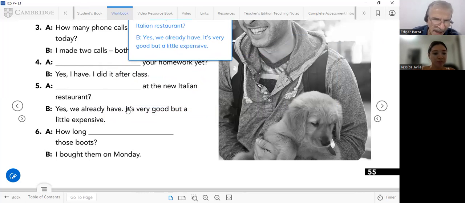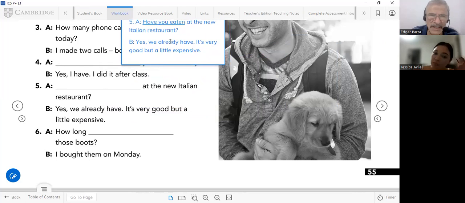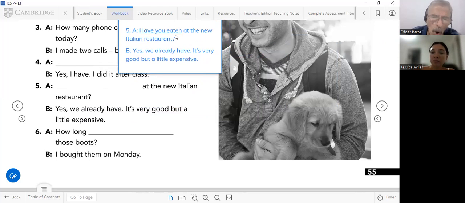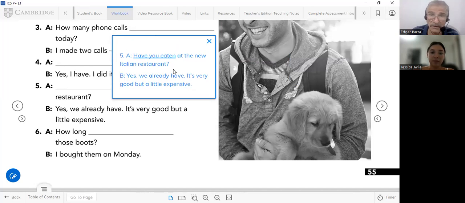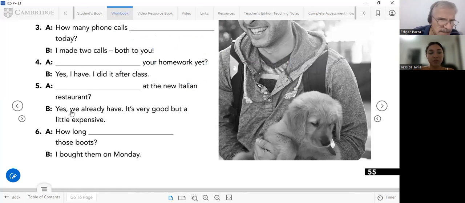Yes, we already have. It's very good, but a little expensive. So you can change the verb. Instead of eaten, you can say gone. You can say been. But if you include been, it has to be been to the new Italian restaurant. And if you include gone, you have to include to too. Have you been at? It's okay. You can use been, no problem. But it only includes eaten. Okay, what do you say about the next one?